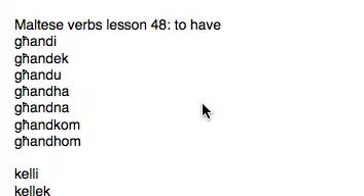People always say Maltese verbs have so many exceptions, but to have is one of the few exceptions that does not use the regular NTJT conjugation. So it's a little bit of study work for you. I have, you have, he has, she has, we have, you have in the plural, and they have. So that's it. Let's read it.